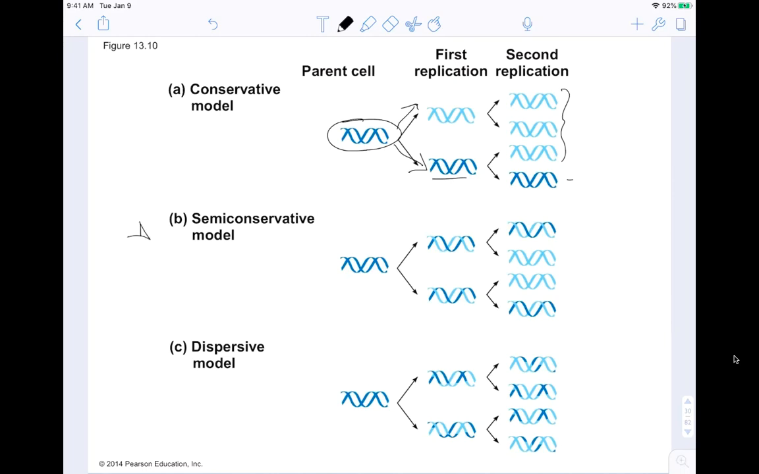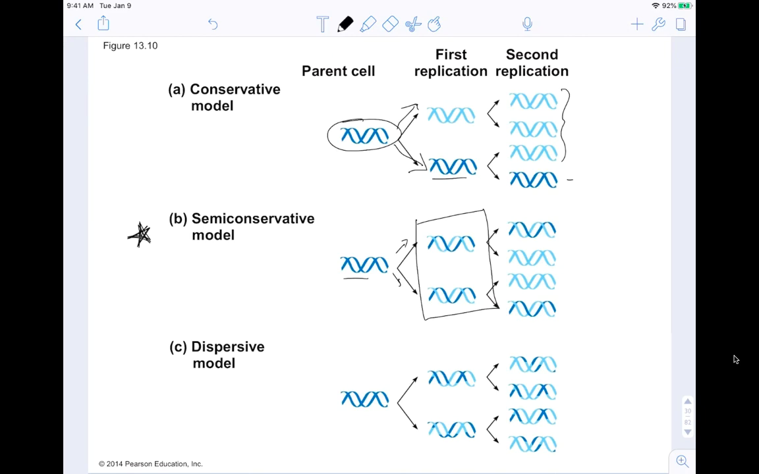Semi-conservative. Guess what? This one is correct. This is what our bodies actually utilize. You have the parental DNA, which you split open into single strands that are then complemented. So then you can base pair that new lighter blue strand, which then gives you this overall replication. That's exactly what we use.